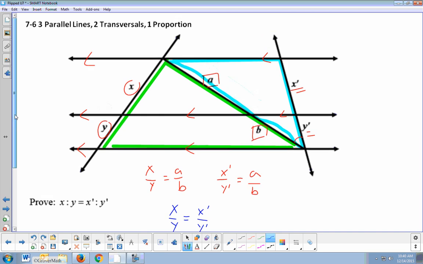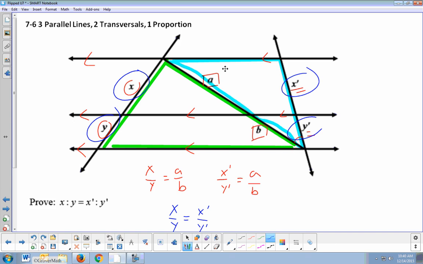And really what this is trying to show us here is that I can work with these sides here, that these two are proportionate to these two. And even though they're not really pieces of the same triangle, if you could extend these transversals all the way up, wouldn't that form a big triangle? So they could be thought of as the same triangle.